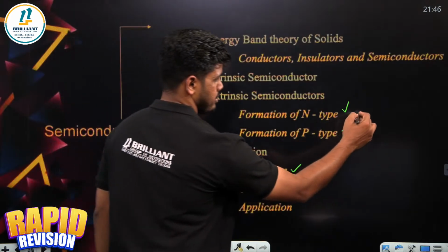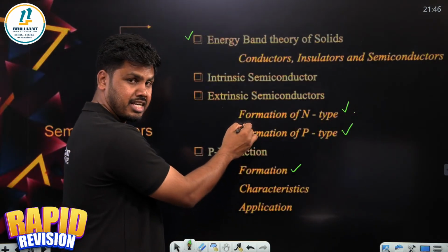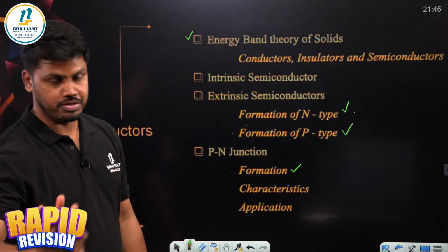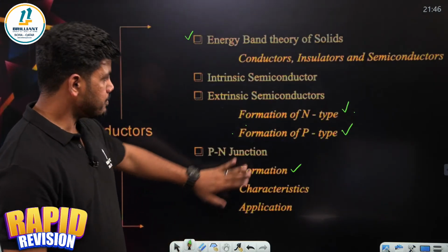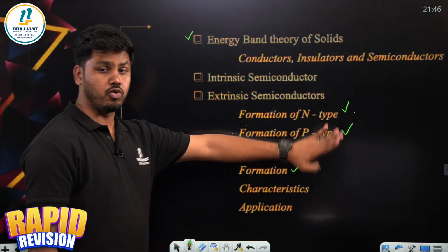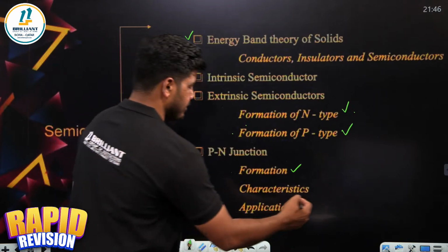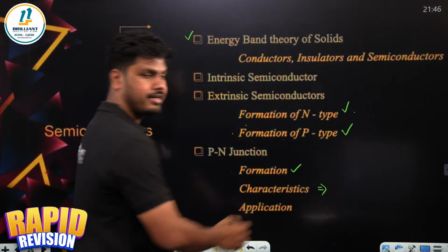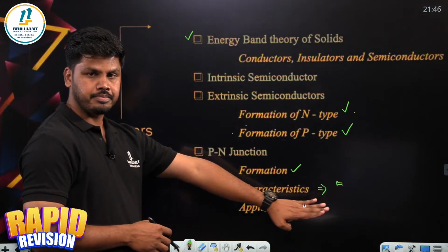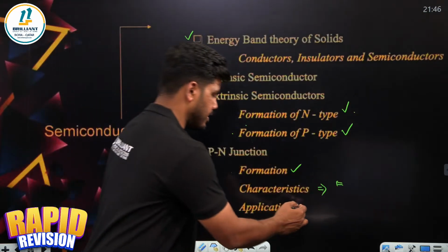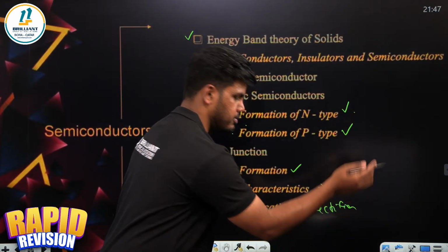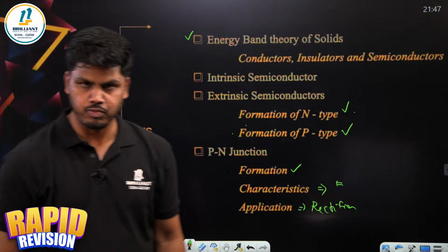Okay, 3 marks. 3-mark questions: formation of N-type alone, formation of P-type alone, formation of P-N junction alone, 3-mark questions. Okay, fine, that is one of the long answer questions, the formation questions. Then another 3-mark question is characteristics of P-N junction, forward and reverse characteristics. Okay, and application, rectifiers, the most repeating question from this chapter. Half-wave rectifier and full-wave rectifier.